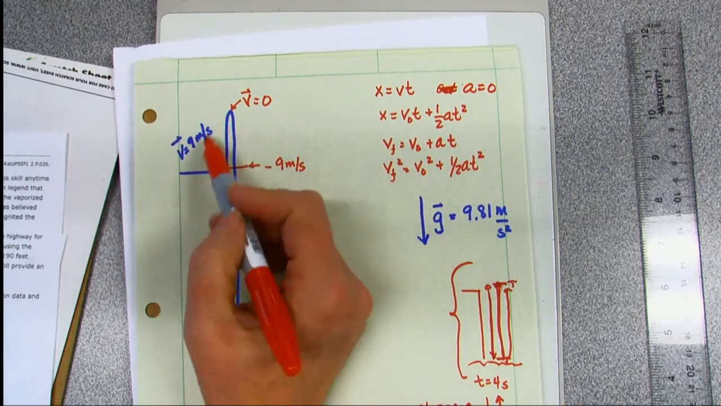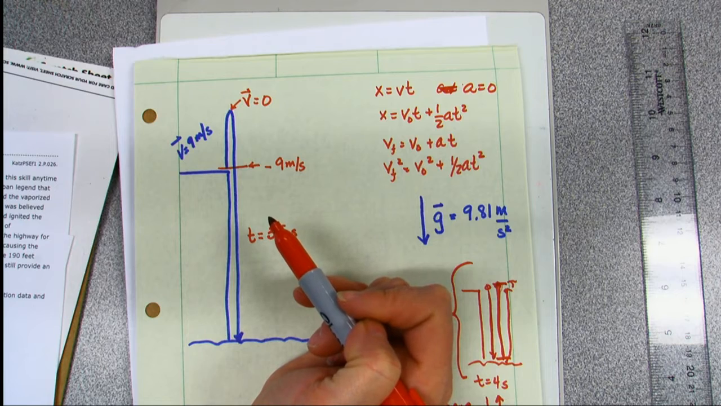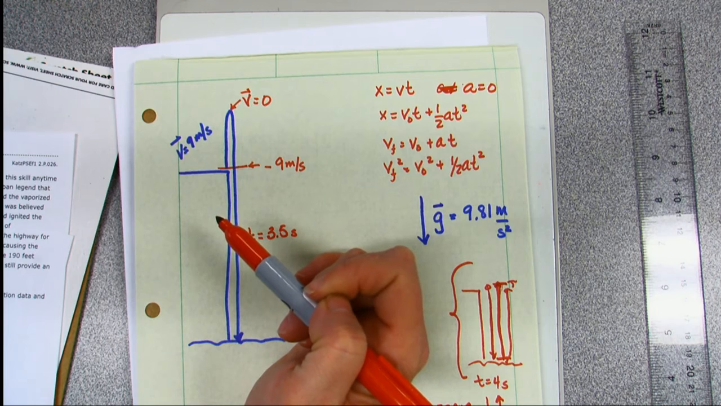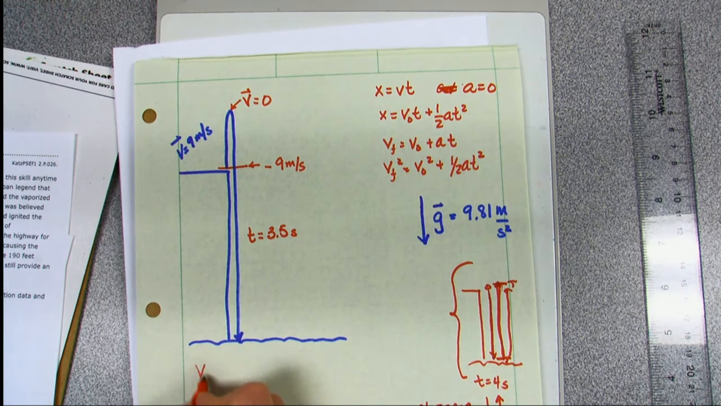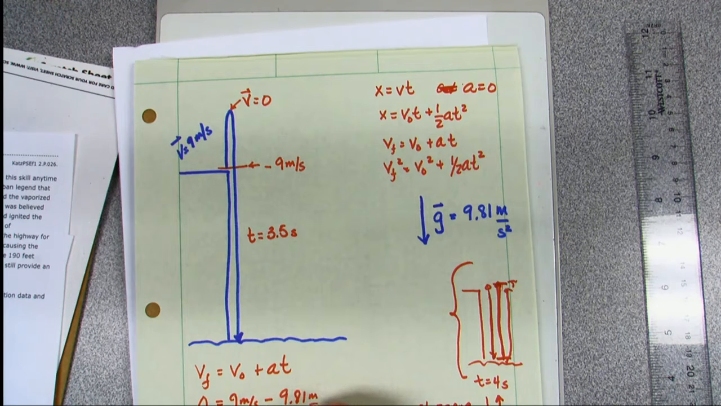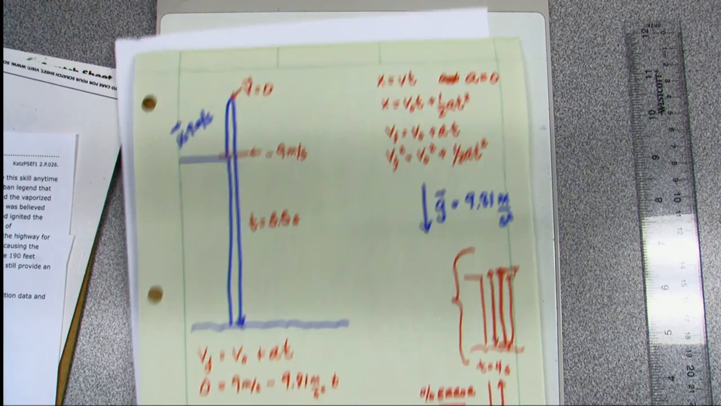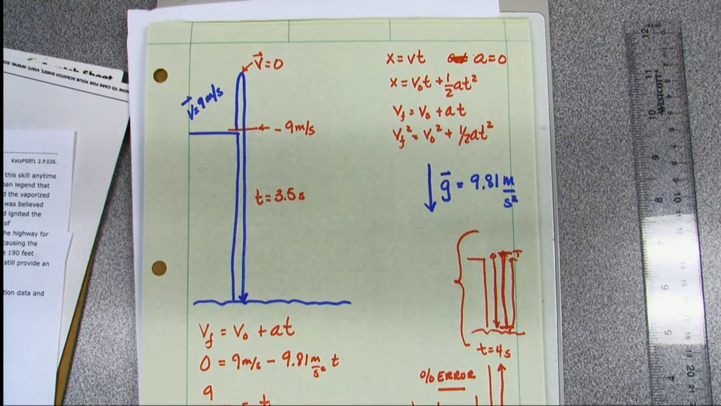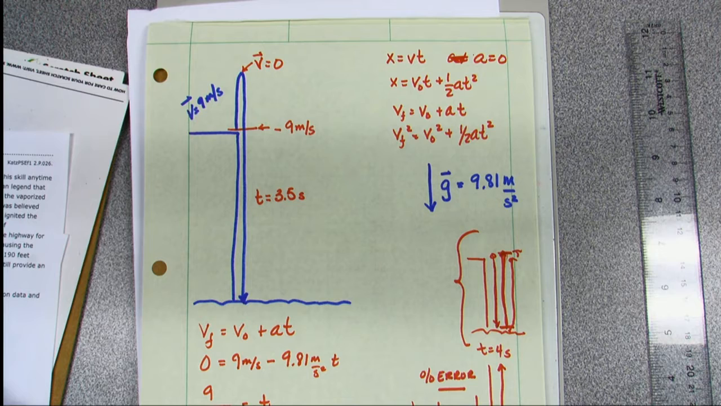This one, we can do a lot of different things here. We can calculate the time that it takes to reach the maximum height. Well, that's easy enough. V final is equal to V initial plus AT. V final we know is 0. We know the initial is 9 meters per second. We know that we have a negative 9.81 meters per second squared times time, because that's my acceleration due to gravity, so 9 divided by 9.81 is going to give me my time.